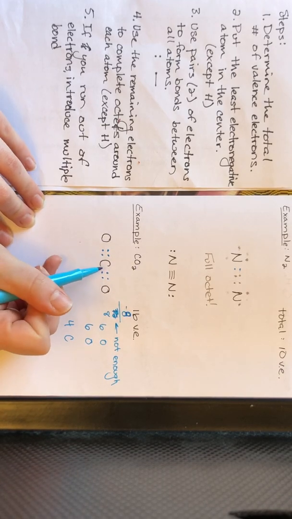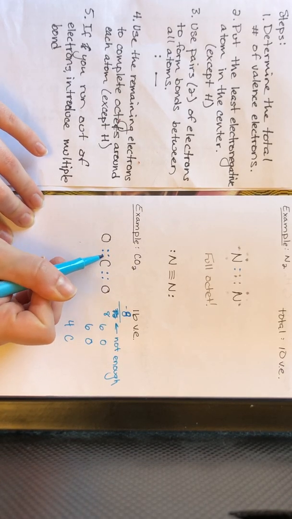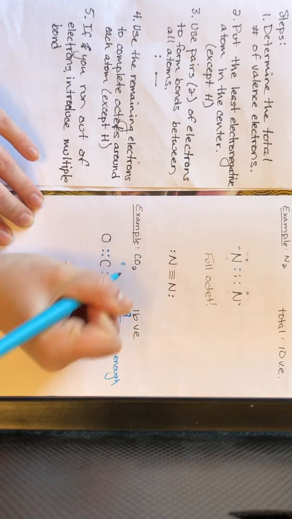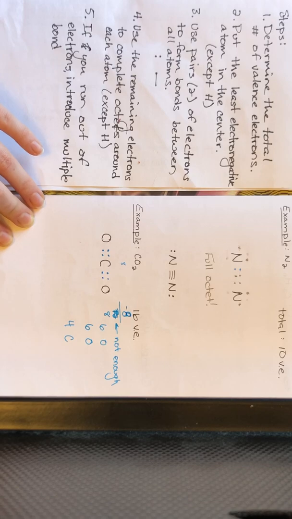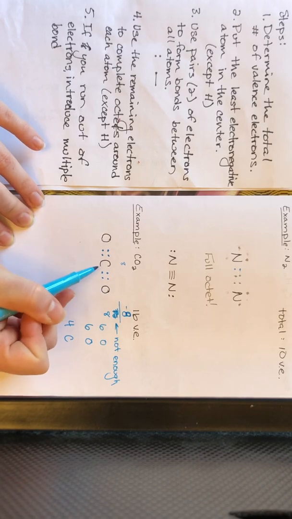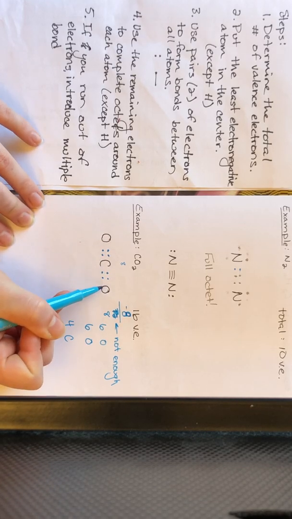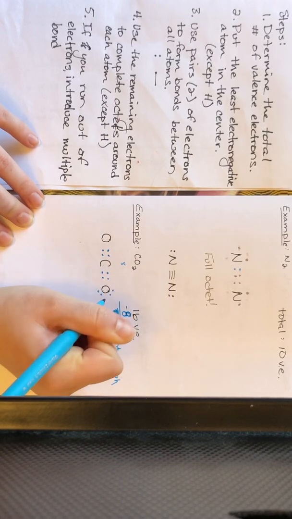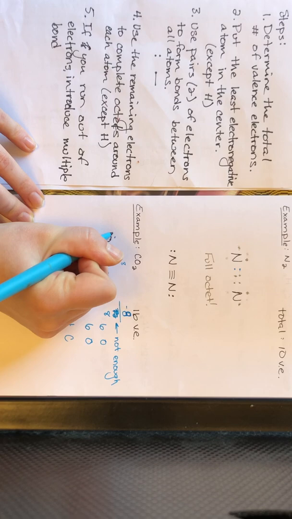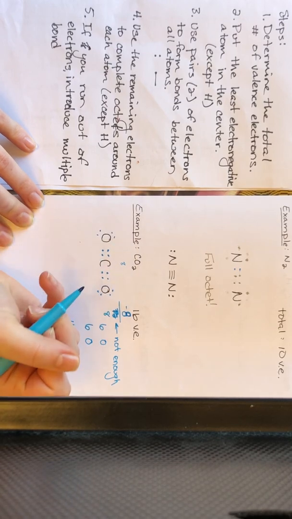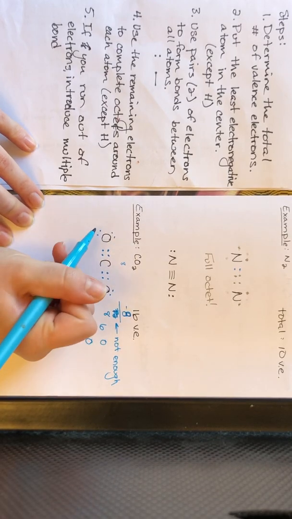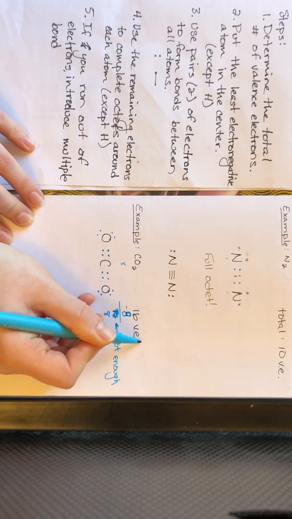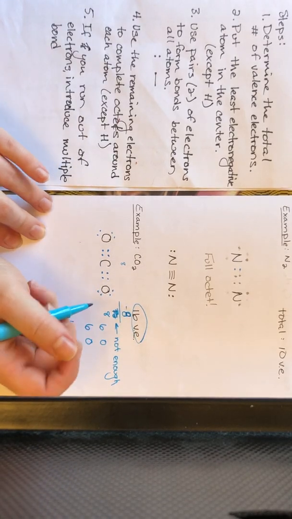Let's check our octets. This carbon in the middle has 4 electrons here, 4 electrons here. That's a total of 8. Good, that octet is full. Now our oxygens, this oxygen has 4. That means it wants 4 more. This oxygen has 4, which means it wants 4 more. And we can count our electrons now. 2, 4, 6, 8, 10, 12, 14, 16. That's our 16 valence electrons.